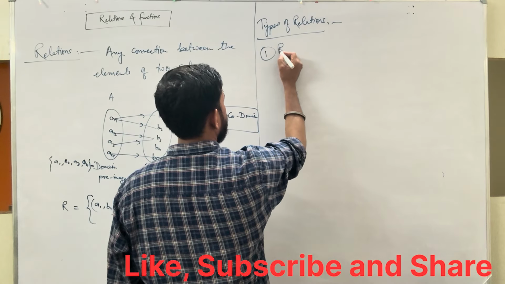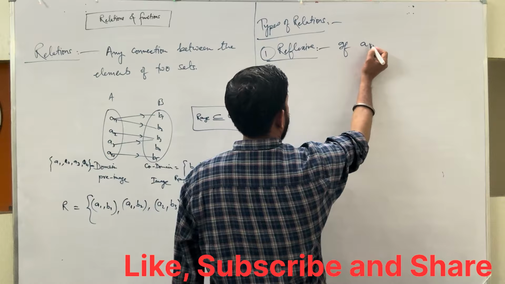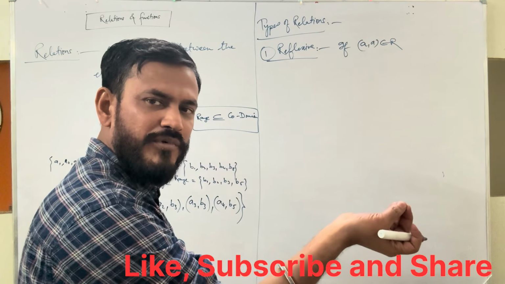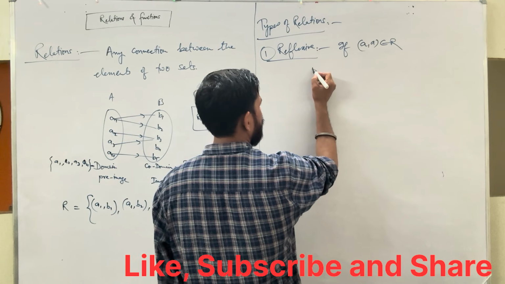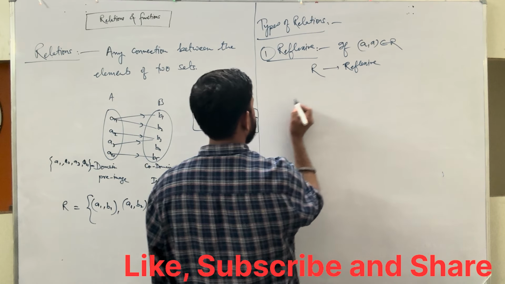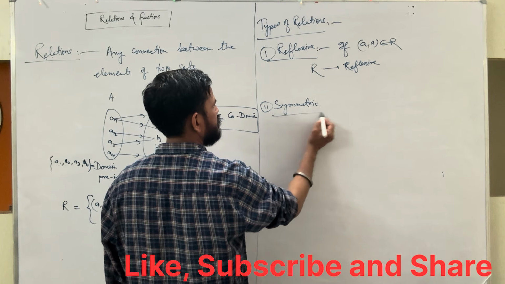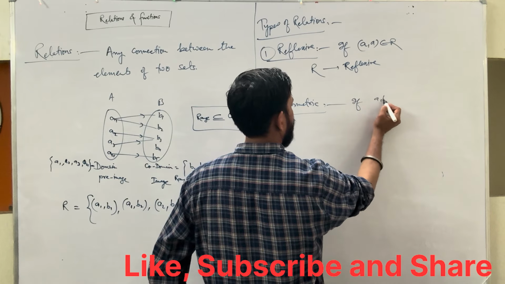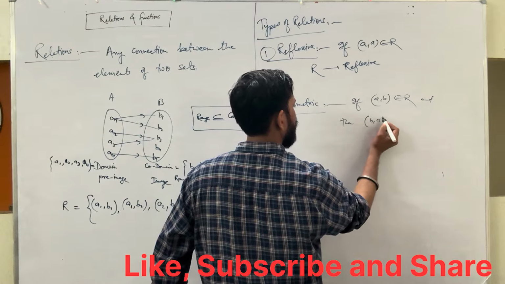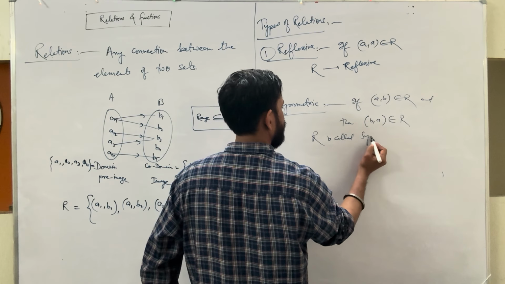The first is reflexive. If A comma A belongs to R, that is, the same element is getting mapped to itself, then R will be called reflexive. Symmetric: if A comma B belongs to R and then B comma A also belongs to R, then R is called symmetric.